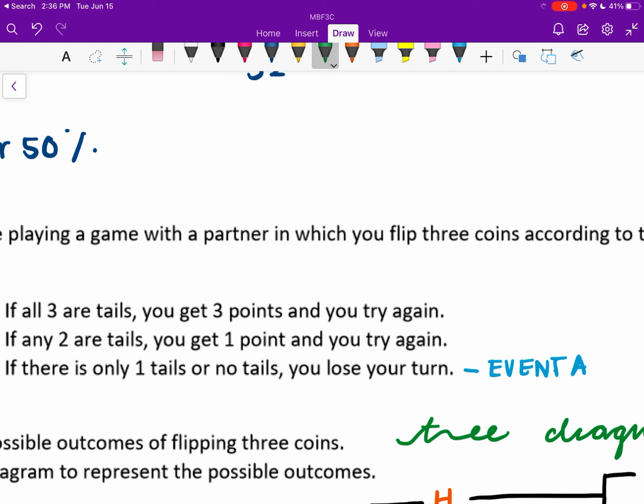Event B will be the second one, right? Where it says there's 2 tails and you get 1 point. Kind of sucks less, kind of what I'm aiming for, right? So we'll write this as event B. And then the last one is going to be event C, which is kind of like the ideal situation where if I get all 3 tails, I get 3 points and I get to go again. So this is event C.